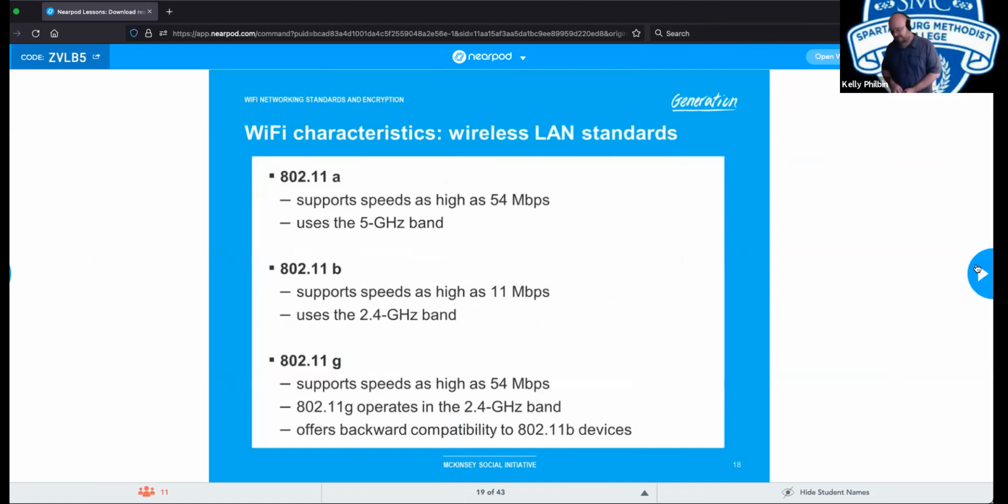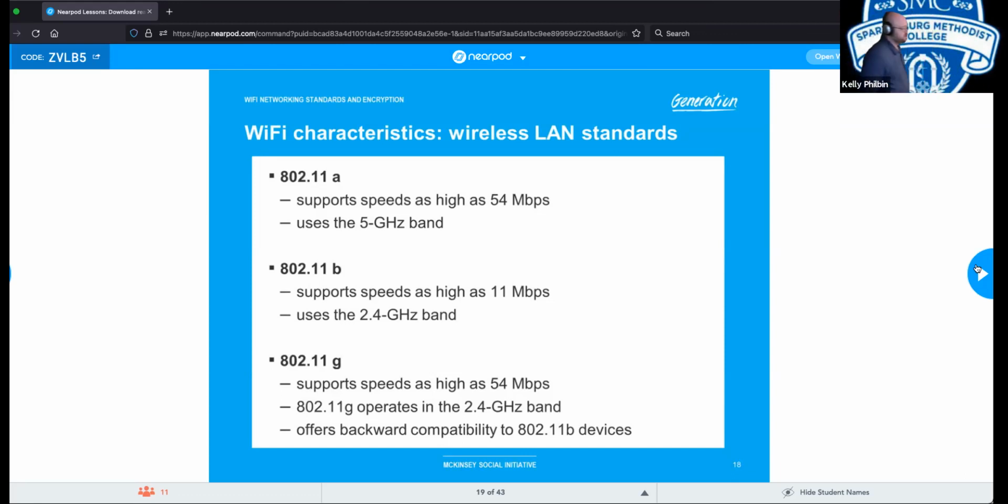Wireless LAN standards. One of the most important points of this particular technical session. Now, 802.11a supports speeds as high as 54 megabits per second, pretty quick. And it uses the 5 gigahertz band.